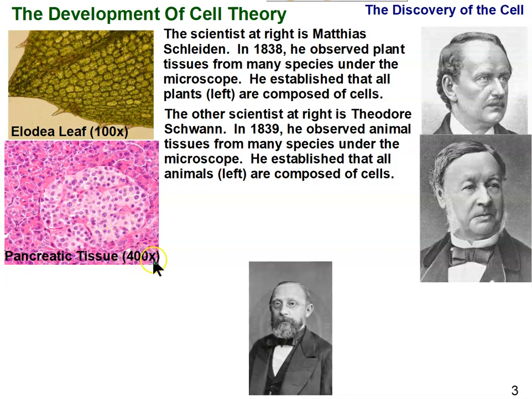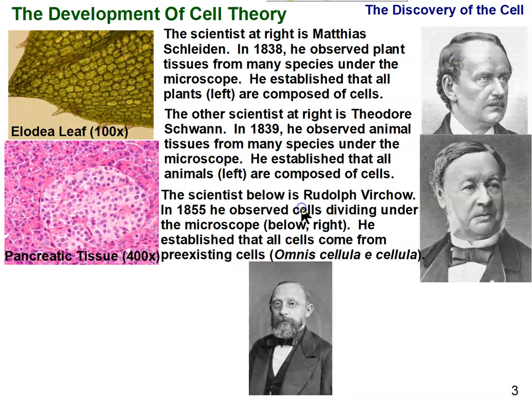But again, this is at 400 times. So that's even higher magnification, and the cells don't even look as big as the plant cells that we're seeing at 100 times magnification. So my point here is that animal cells are a lot smaller than plant cells. But anyway, Schwann established that all animals are composed of cells. So now we know that all plants are composed of cells, all animals are composed of cells. So those are two parts of cell theory.